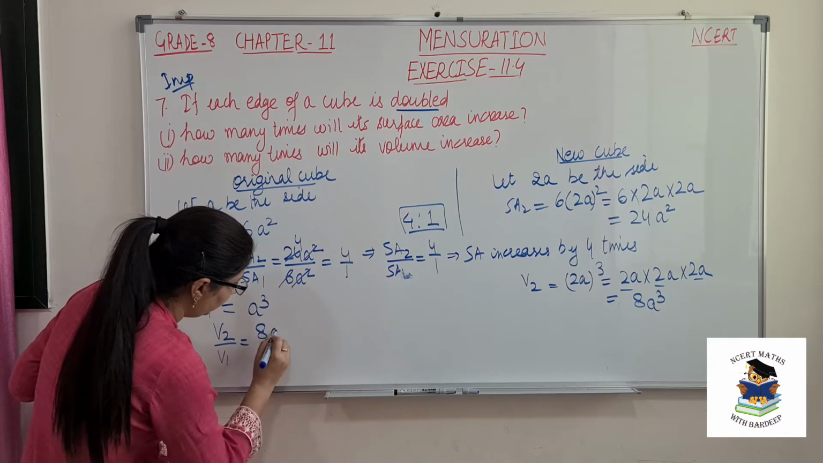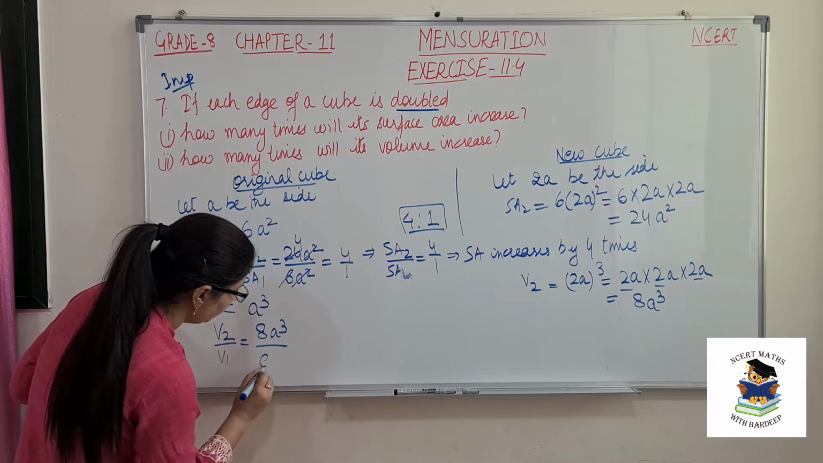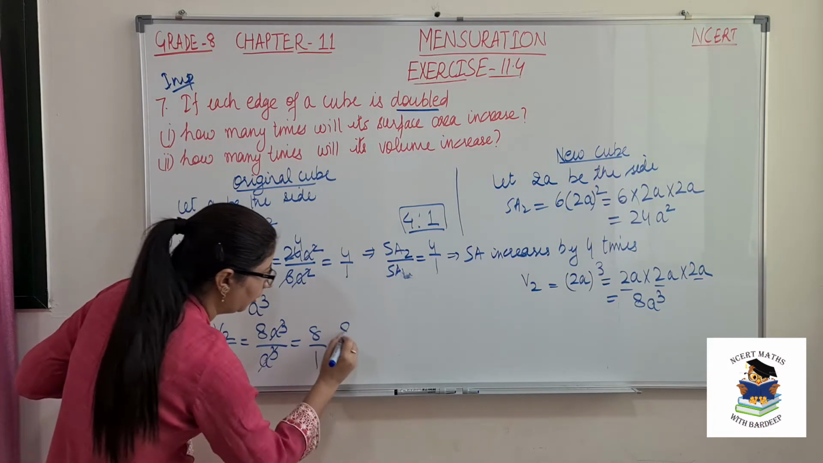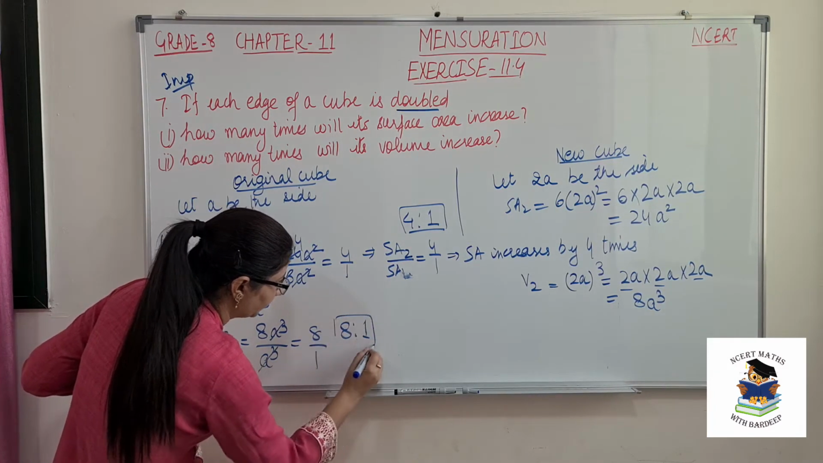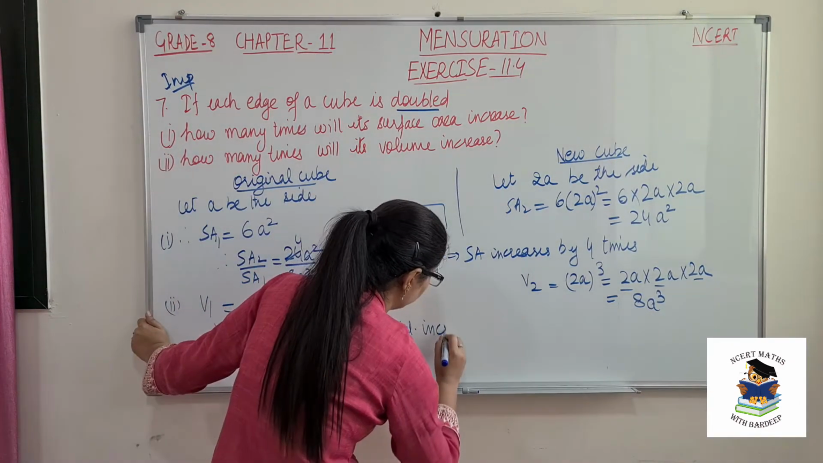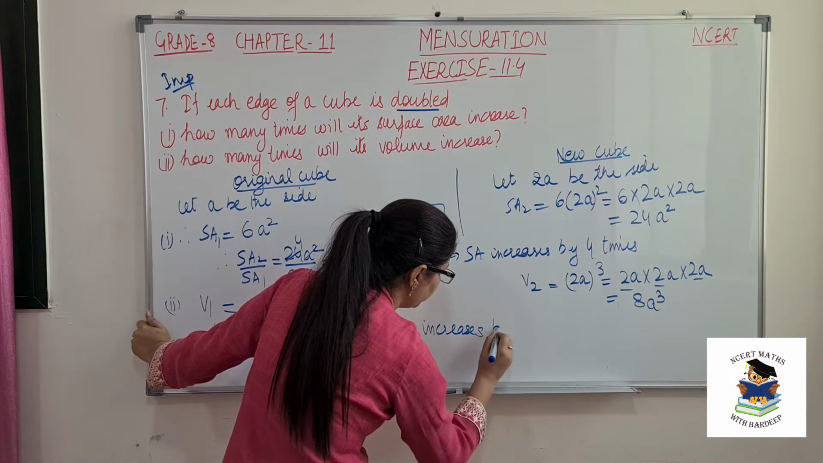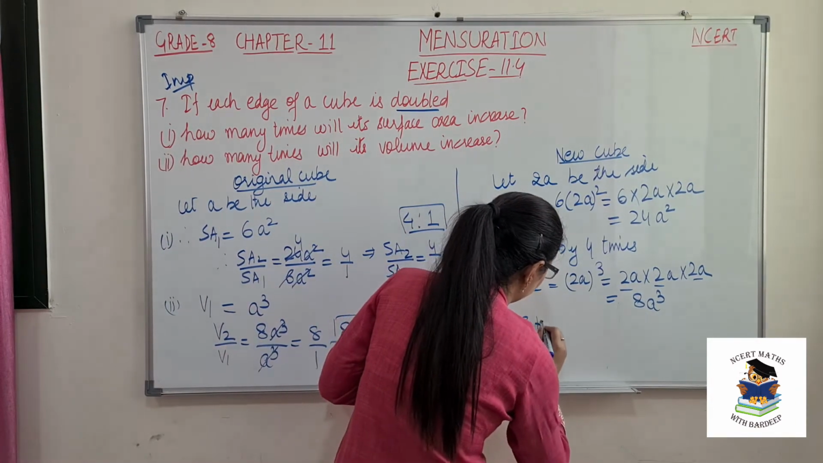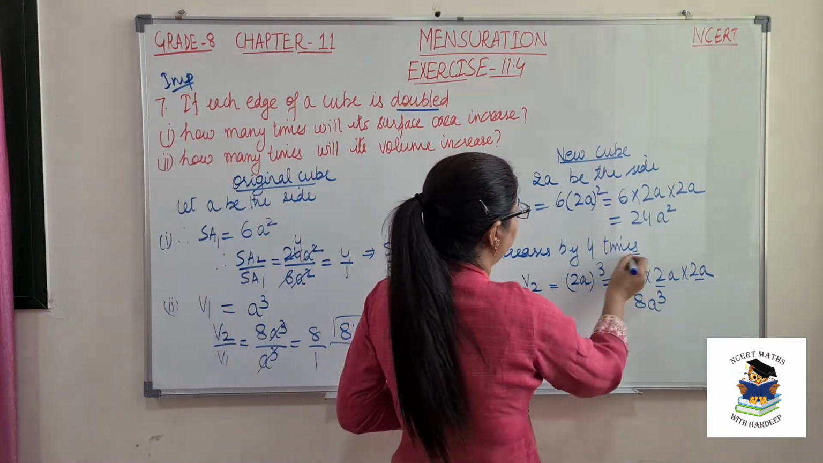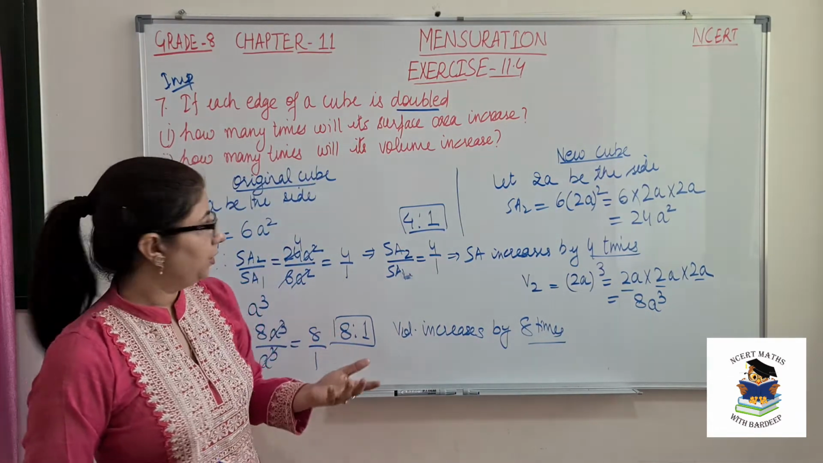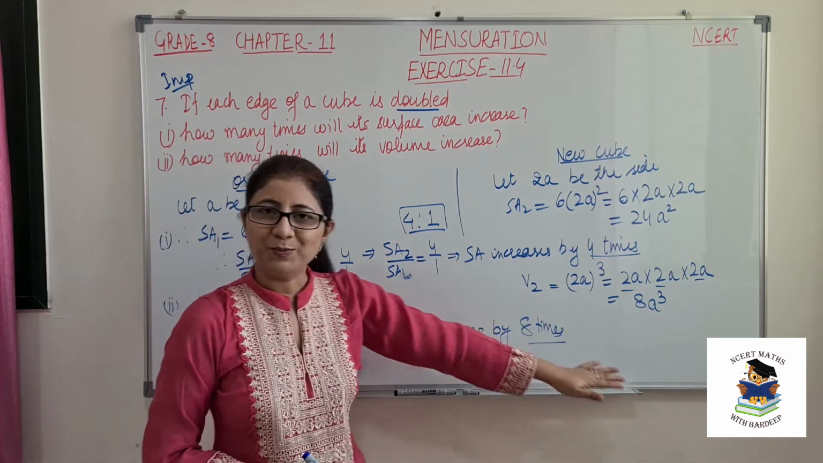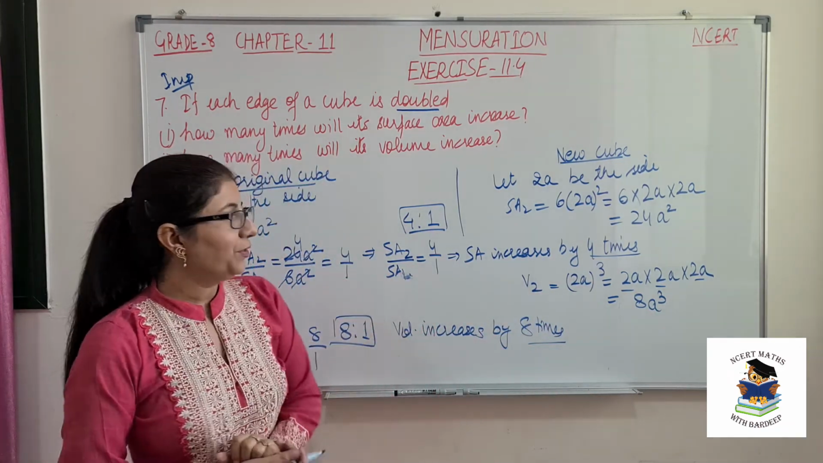Okay. So again, when we take the ratio V2 over V1, V2 is 8A cube and V1 is A cube. So this will be cancelled. So our answer is 8 by 1 or 8 is to 1. So we will write, therefore volume increases by 8 times. Okay. So this is our question. If we double the edge of a cube, its surface area will be increased by 4 times and its volume will be increased by 8 times. So this is our question number 7.